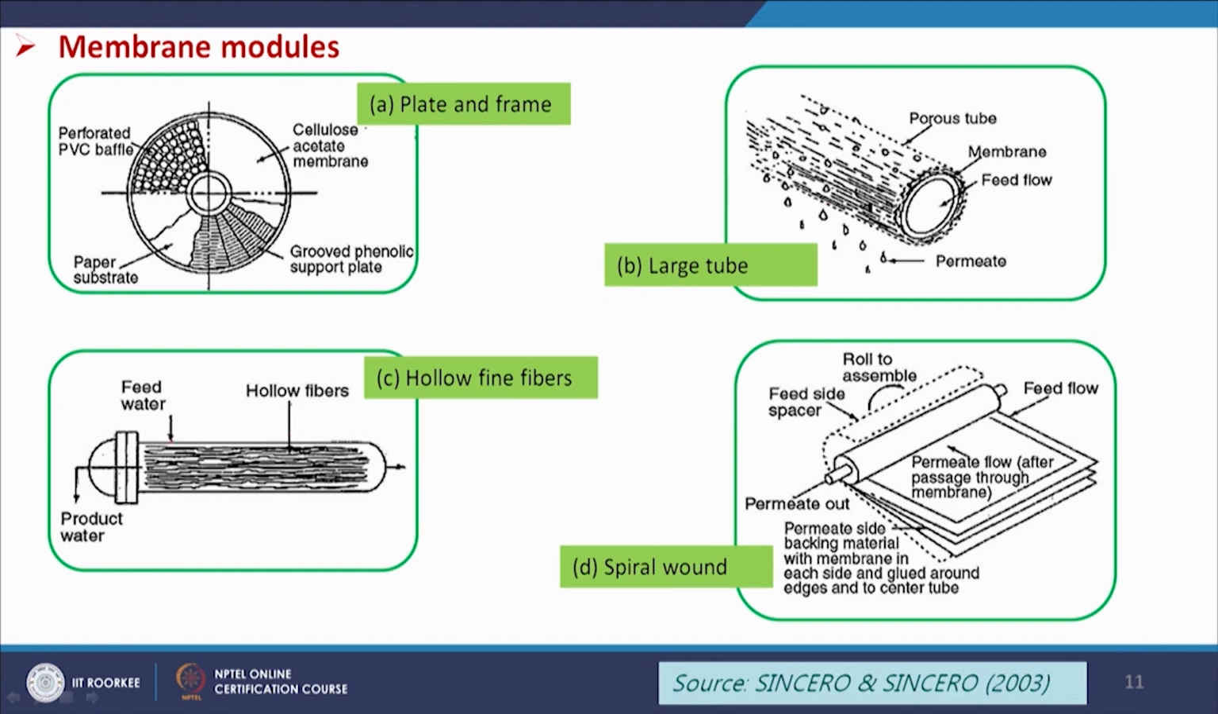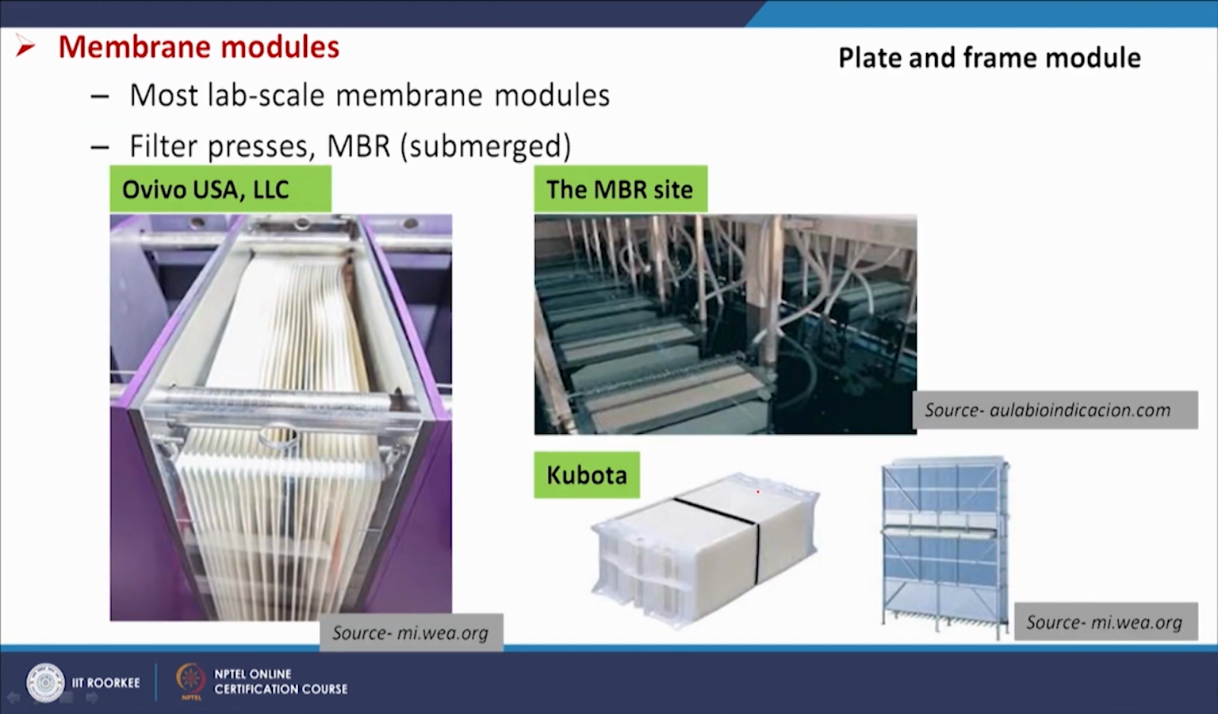Here the feed water is coming from the outside, so from the inner side we will be getting the product. And spiral wound, this is an example of spiral wound. Here the feed flows in that direction, and from the inner side we will be getting the permeate. These are the different permeate side backing materials with membrane on each side, glued around the edges and to the center tube. So this is the permeate flow from outer to inner, and then we are getting the permeate from the inner side of it. Now we will see some photographs and the concept will be more clear.